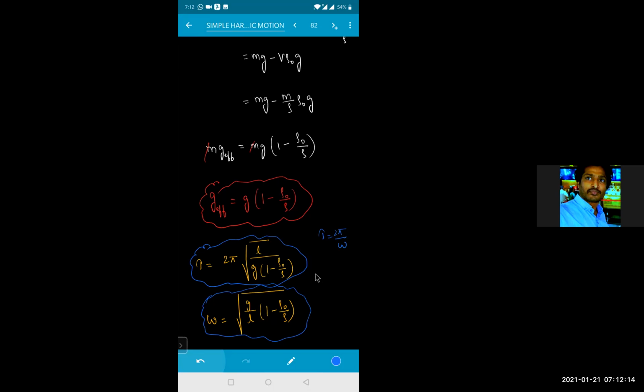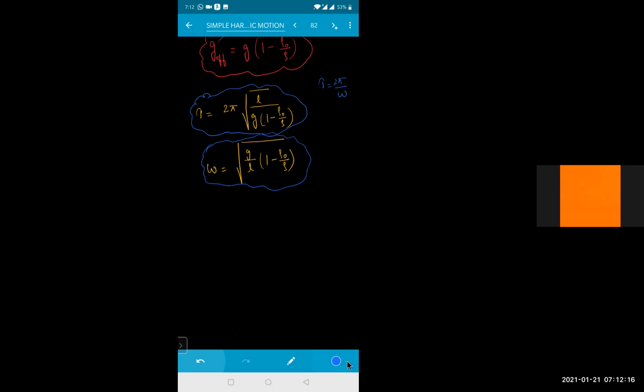In this one I will write some points. See here, if the density of your fluid is equal to the density of the body, then the time period will approach infinity. That means the bob will not oscillate simple harmonically. It will go in a circle if it is given a certain velocity.